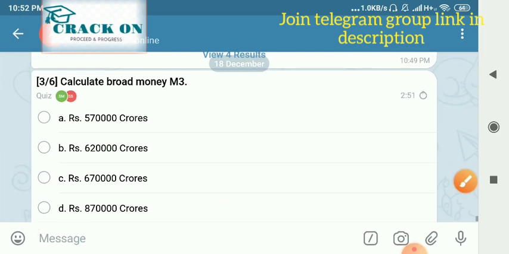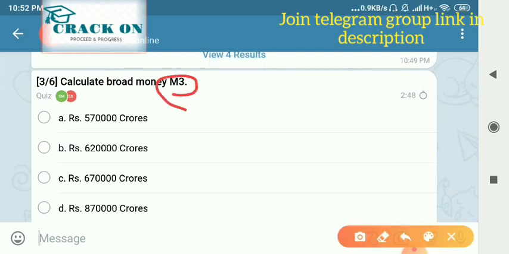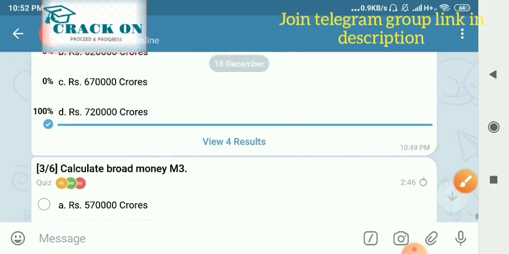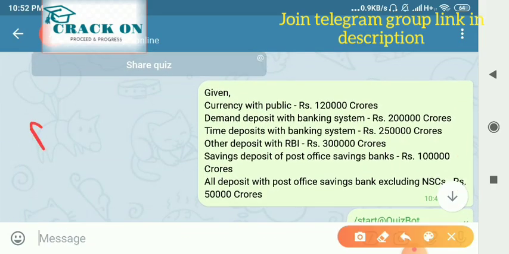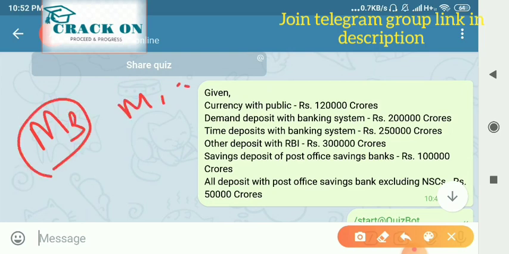So next one will be M3. Let me see from the same data what M3 is. We have already calculated M2. M1 equals 6.2 lakhs, you have to remember this. M2 equals 7.2 lakhs.